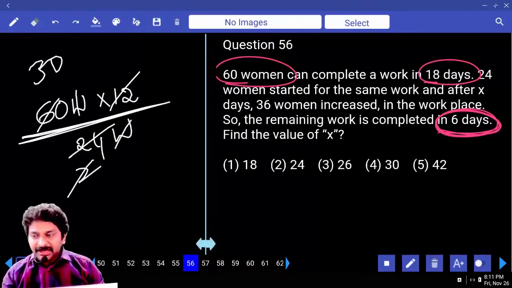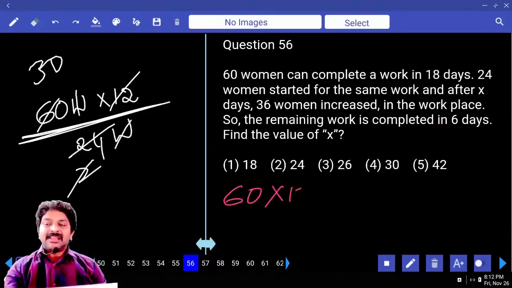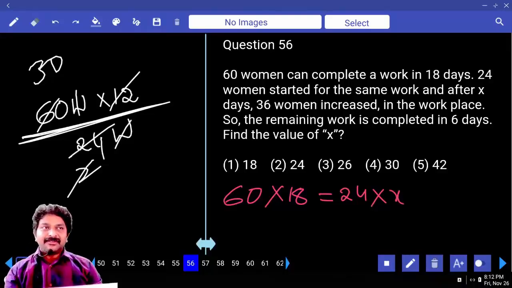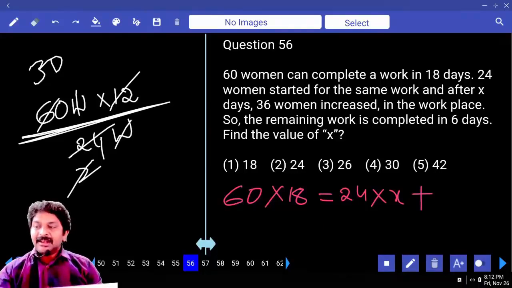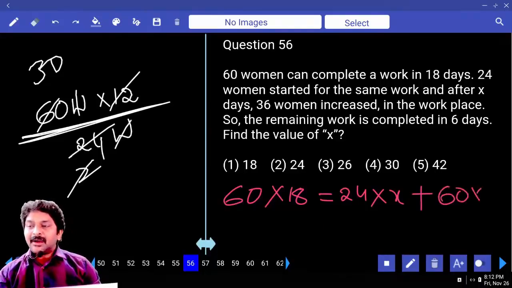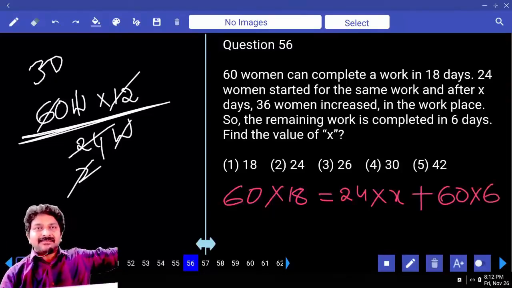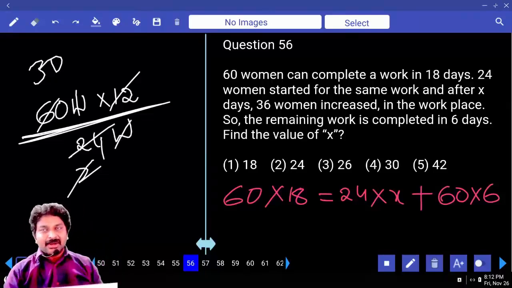If you want to actually do it, now look at this. Total work, 60 women can do the work in 18 days. This is the total work. Already 24 women started. They already worked for X number of days. After that, the remaining work comes into the picture. 36 people added. Now we have 60 women and now they are working for 6 days. Left hand side, total work. Right hand side, completed work plus remaining work.